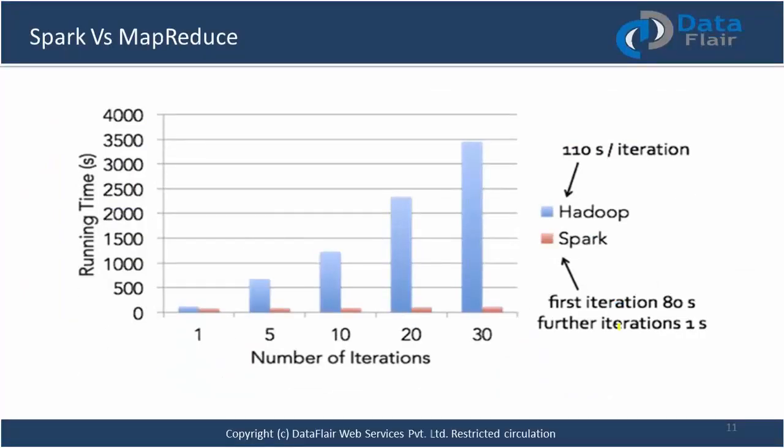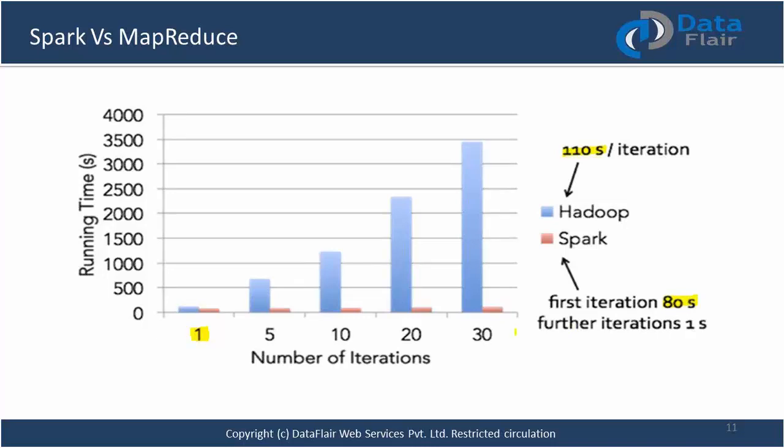Guys, from the performance perspective, if we compare Spark and MapReduce for one iteration, I hope now you can understand iterations very well. If your problem is of just one iteration, you can see both of them are comparable. MapReduce is taking 110 seconds and Spark is taking 80 seconds, which is pretty much comparable. I'll not move from MapReduce to Spark for this small difference.